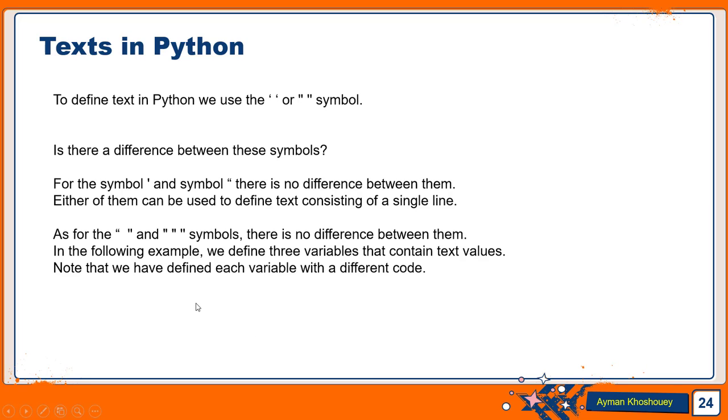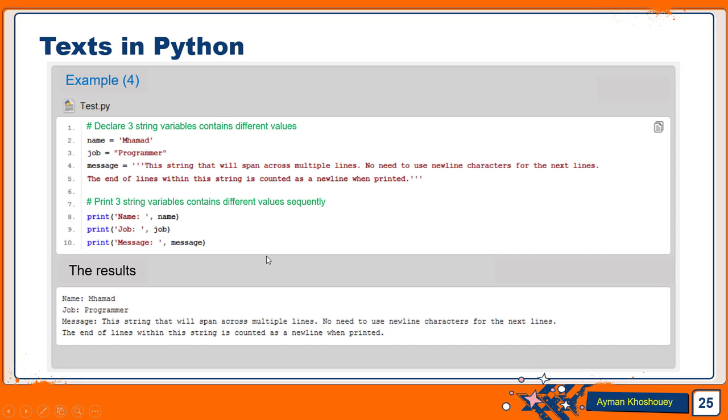To define text in Python, we use the single quote or the double quote symbol. There is no difference between the two, but you can use 3 quotation symbols if you want to put a long string, multiple lines at the same time, in several lines, like this.